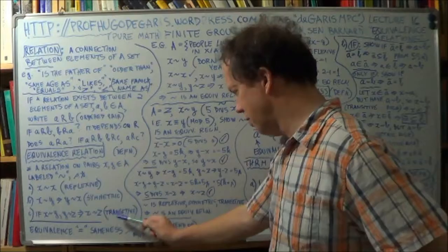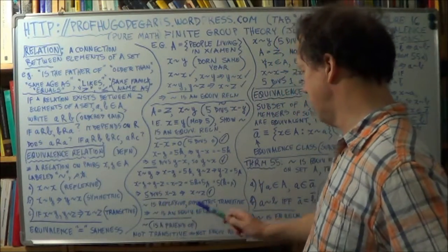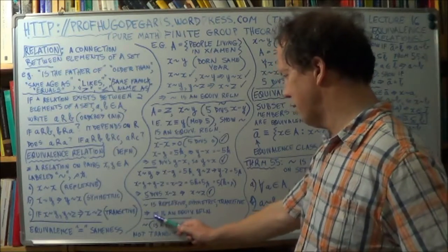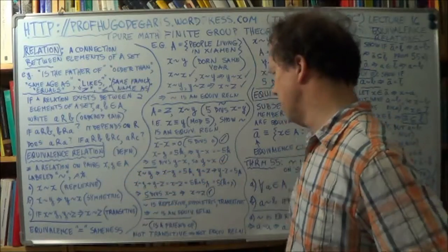Okay, so we've got transitive. So we've got all three. So this relation is reflexive, symmetric, and transitive, and therefore this relation is an equivalence relation, because it satisfies all three properties.